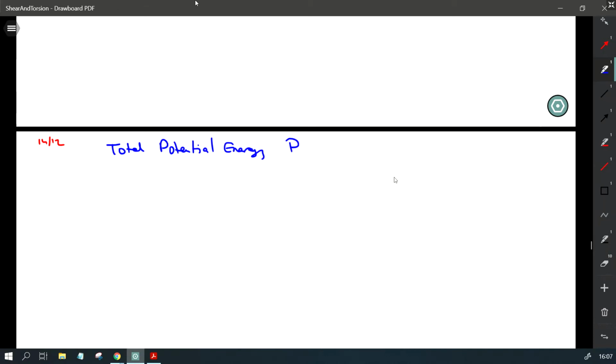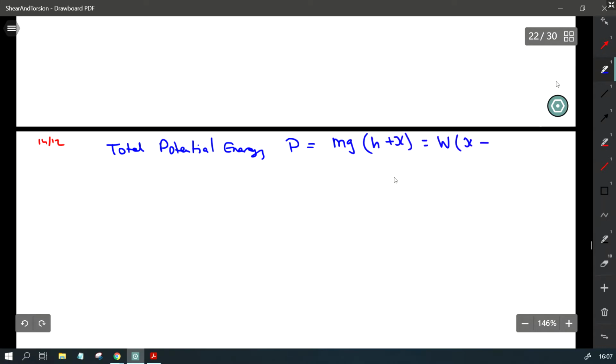P doesn't mean anything else, does it? No. That's equal to mg(h + x), or we can simply write that as W(h + x). Okay, and x is the change in length of the bar. We would normally call that delta L, and we know from previous work that that's equal to sigma over E, so that's the strain times L.